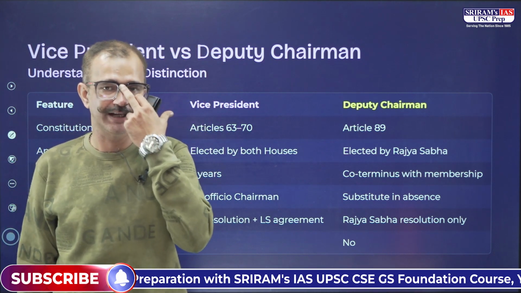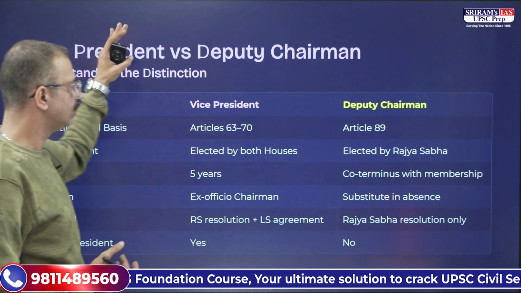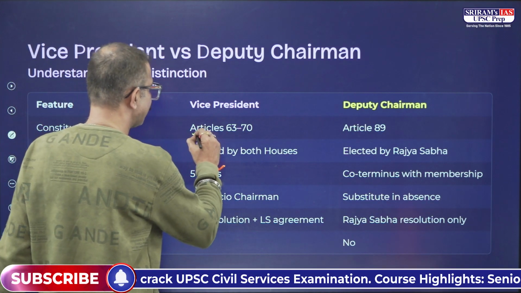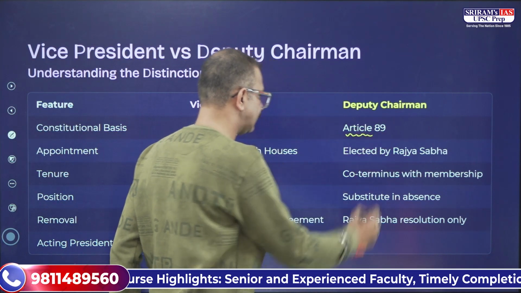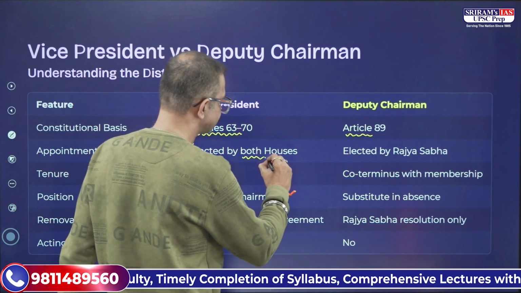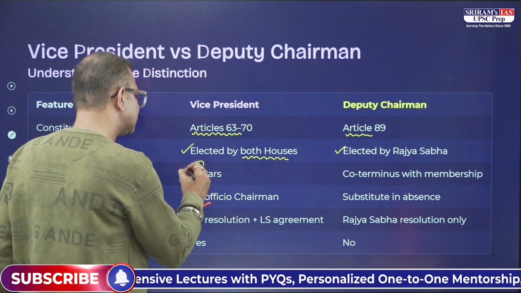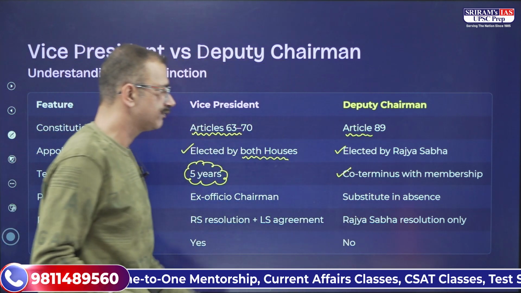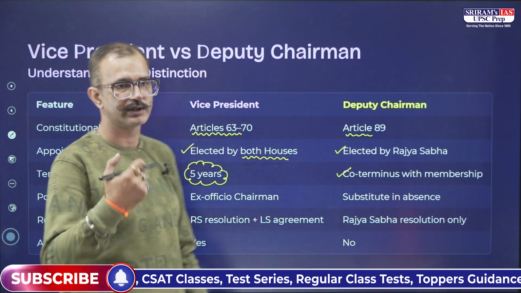Now, when we talk about the vice president and the deputy chairman, the vice president acts as the chairman of the Rajya Sabha. At the same time, we have a deputy chairman as well. For the vice president, the constitutional basis is Articles 63 to 70, but for the deputy chairman, we have Article 89. The vice president is elected by an electoral college with members from both the houses. However, the deputy chairman is elected by the Rajya Sabha. The term of office for the vice president is 5 years, while the term of office of the deputy chairman is coterminous with his membership of the Rajya Sabha.